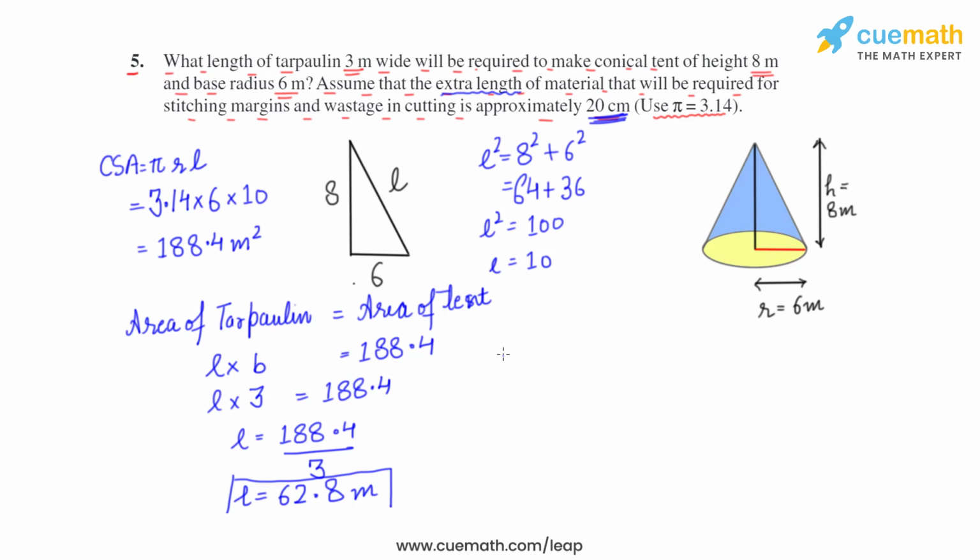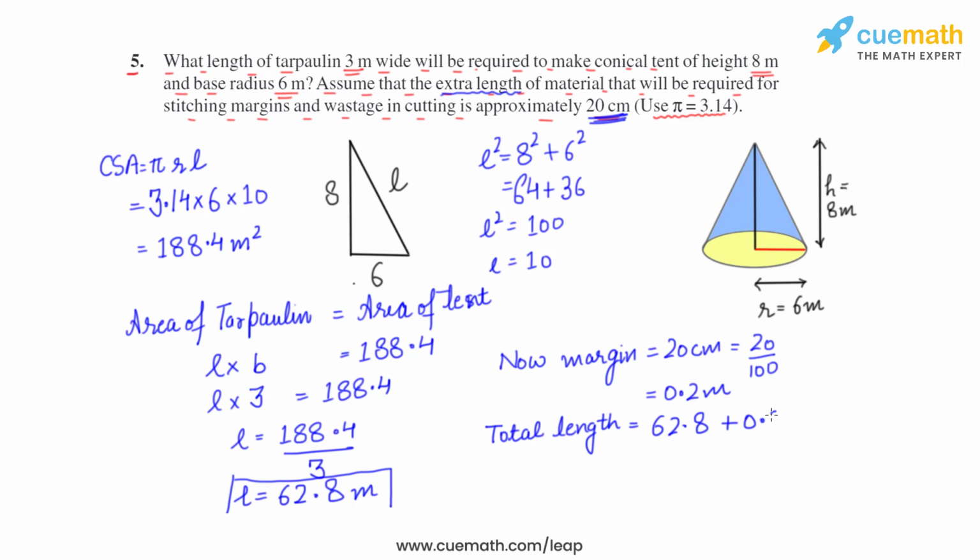So now the margin is 20 centimeters. Firstly we have to convert it into meters. So it will be 20 by 100, or you can say 0.2 meters. So the total length of the tarpaulin material will be, we will add this 0.2 to 62.8. So 62.8 plus 0.2, the answer comes out to be 63 meters. So this is the length of the tarpaulin required to make that tent.